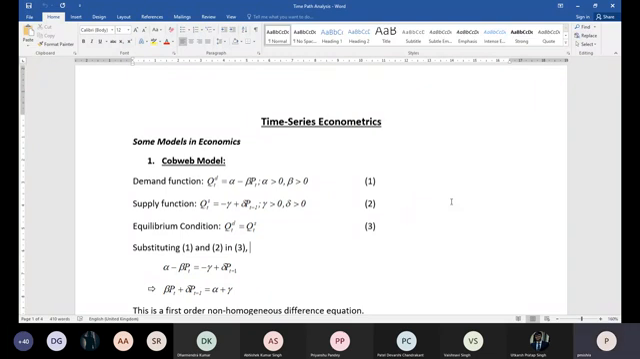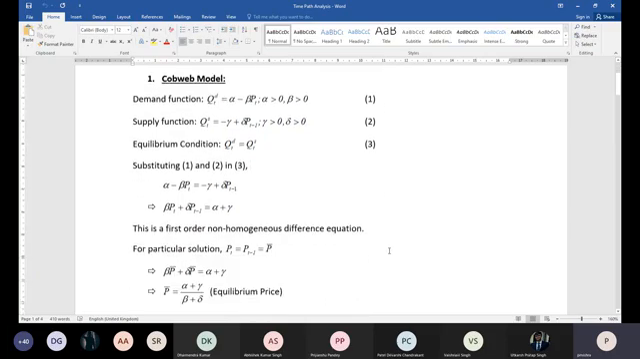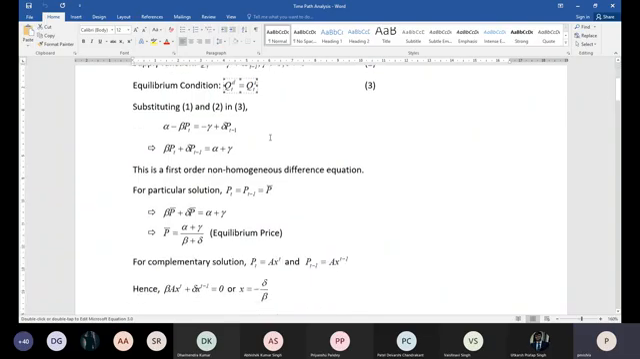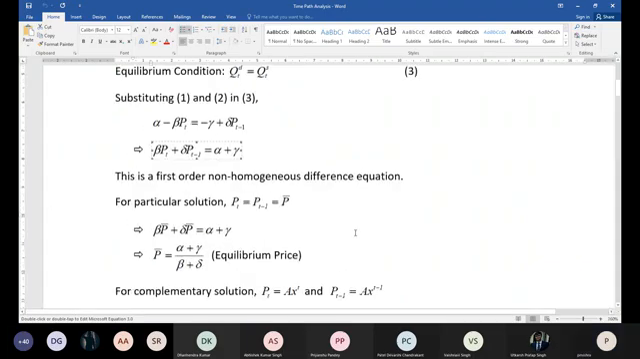Now you know how to solve such models, particularly those who have done some course in economics. This is the demand function, this is the supply function. So we put both demand and supply function in this equilibrium condition, and then we get a first order non-homogeneous difference equation like this. For the particular solution, we assume that Pt is equal to Pt minus 1 is equal to P bar, and this gives me the particular solution, which is nothing but the equilibrium price, equal to alpha plus gamma divided by beta plus delta. So this is the equilibrium price.